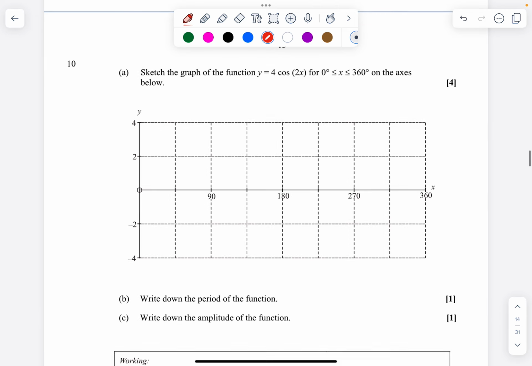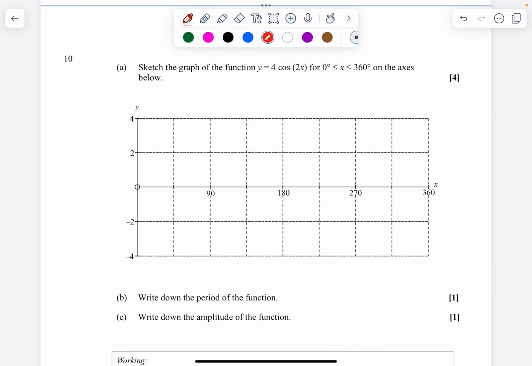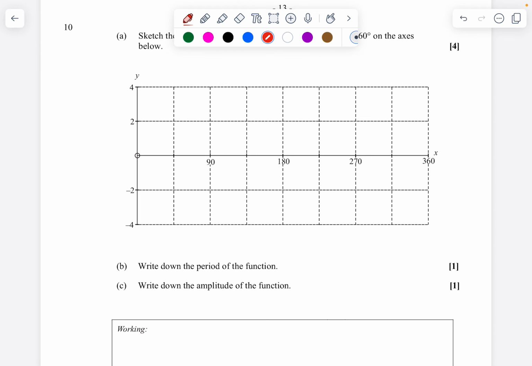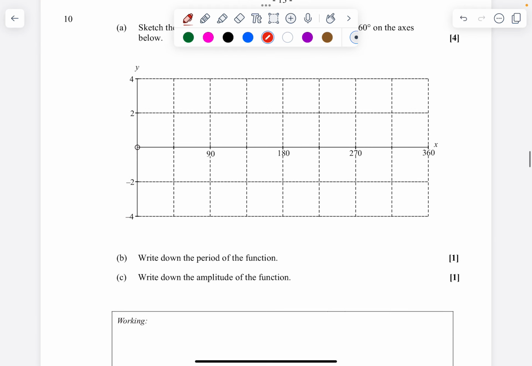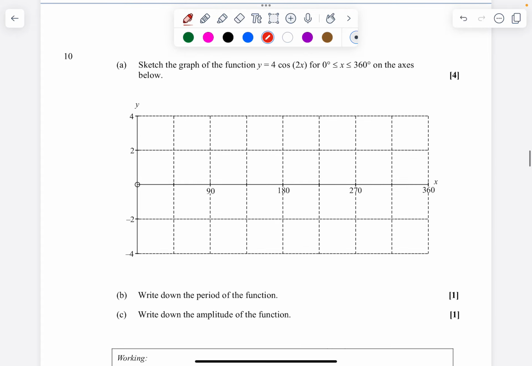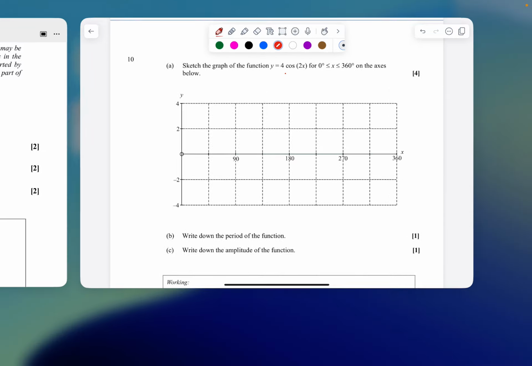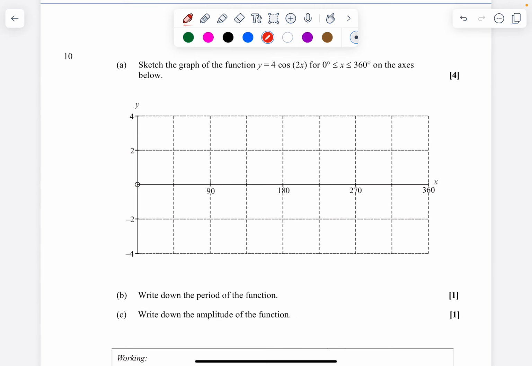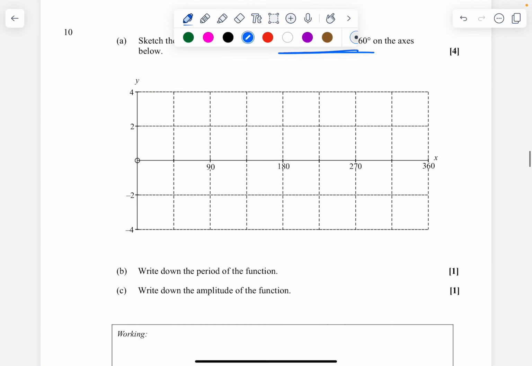Coming to question number 10. Sketch the graph of y equals 4 cos 2x. You can do it by the graph. Use the graphing calculator. When you plug in this one and change the limits in the calculator, automatically you should be able to get a perfect shape.